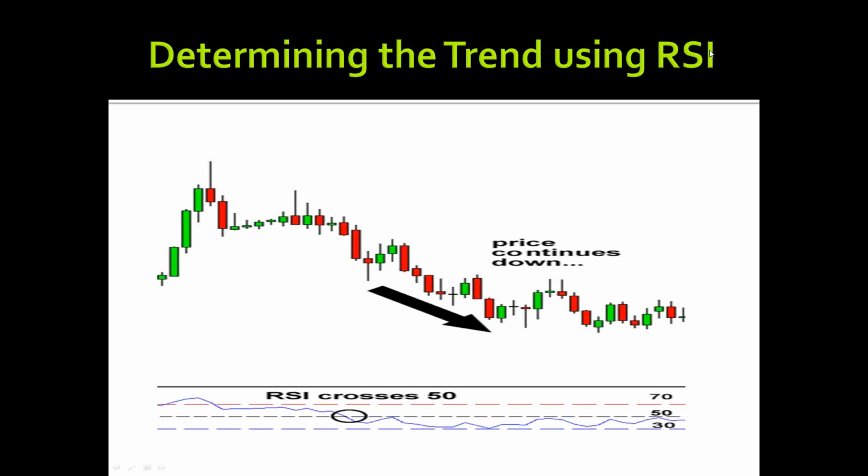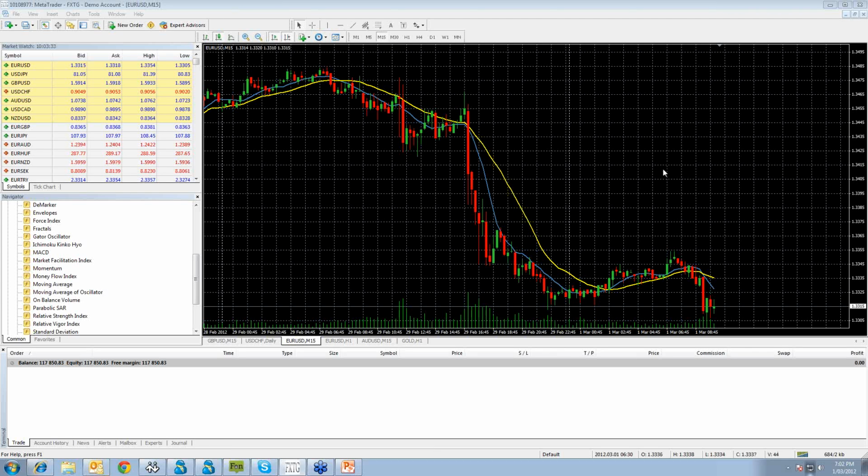Now what I'm going to do is show you my MT4 platform, and we're going to go through a few of these channels. Just loading up my MT4 now. And here we are.